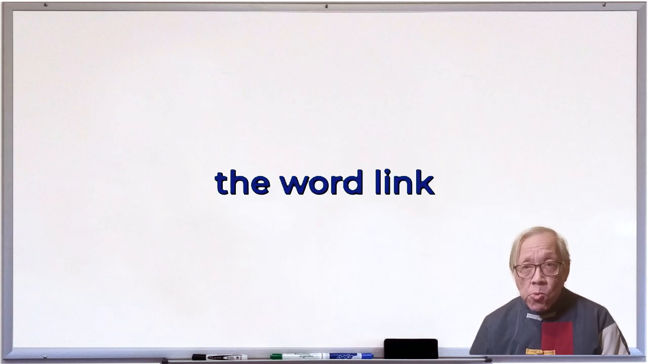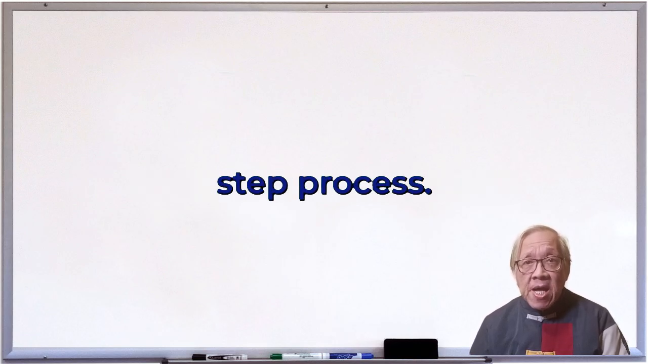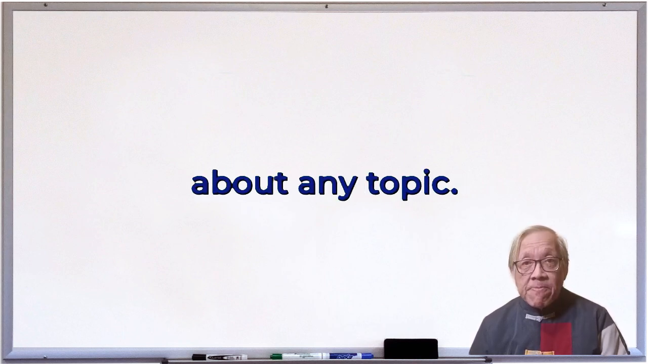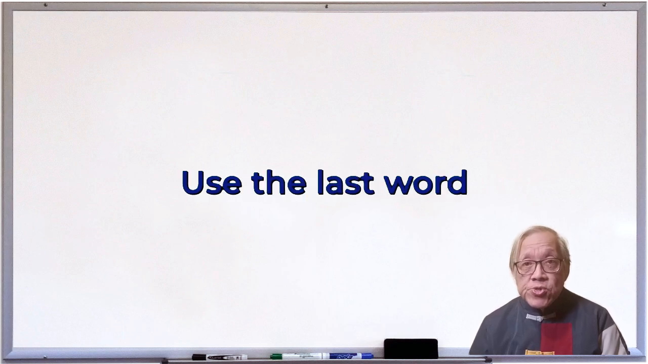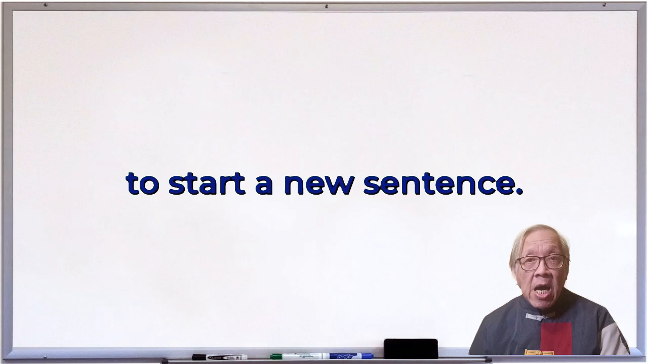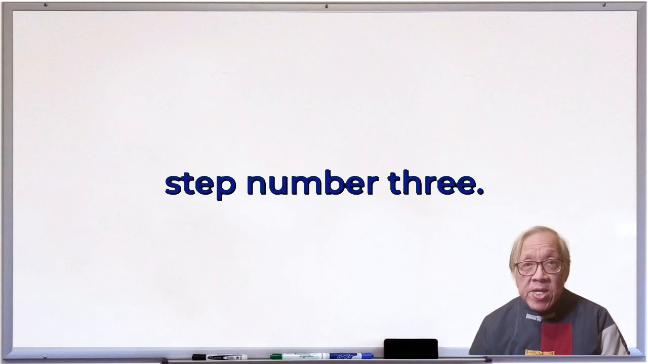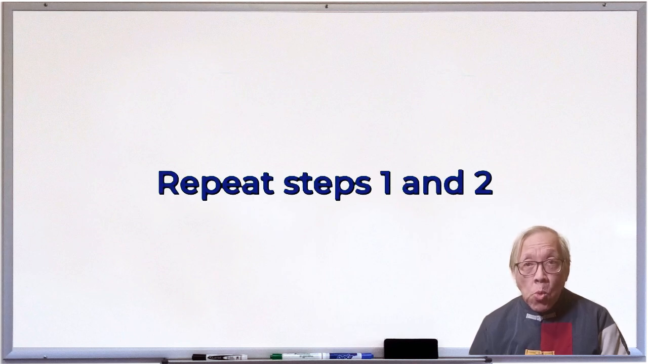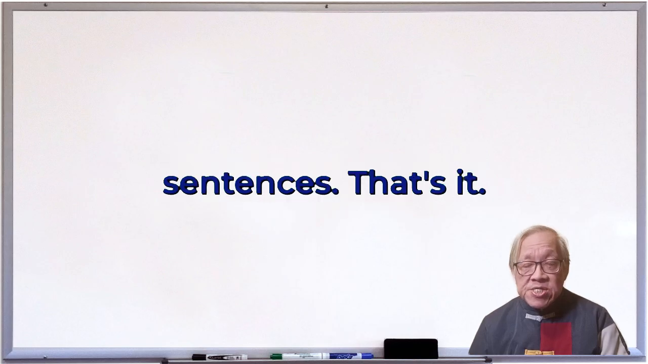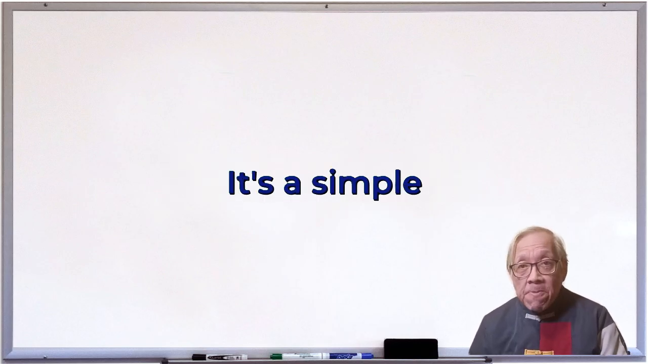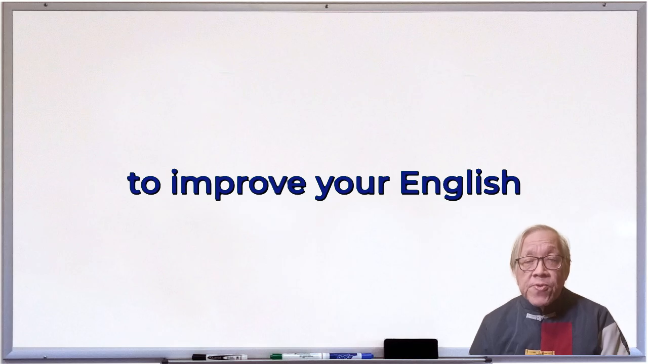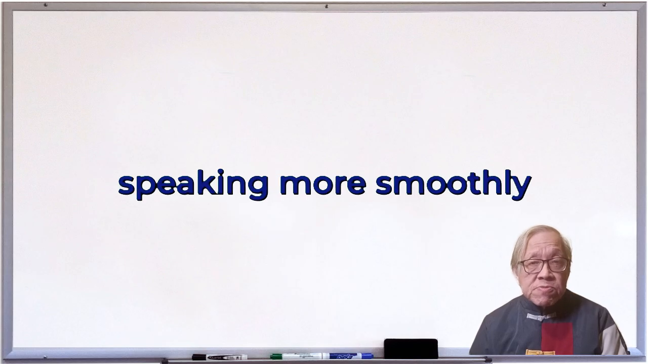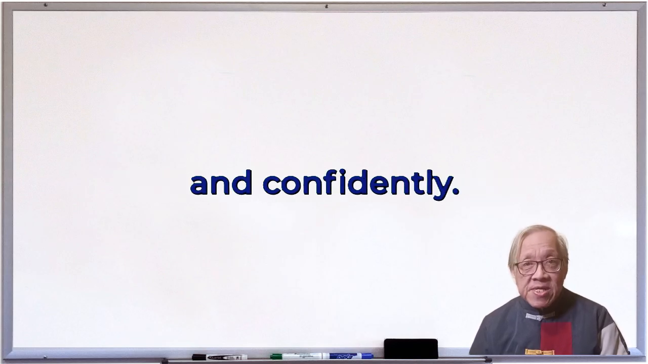Now, let's summarize the Wordlink method into a simple 3-step process. Step number 1, make a sentence about any topic. Step number 2, use the last word of your sentence to start a new sentence. Step number 3, repeat steps 1 and 2, creating a chain of connected sentences. That's it. It's a simple and powerful way to improve your English fluency skills. With regular practice, you will find yourself speaking more smoothly and confidently.